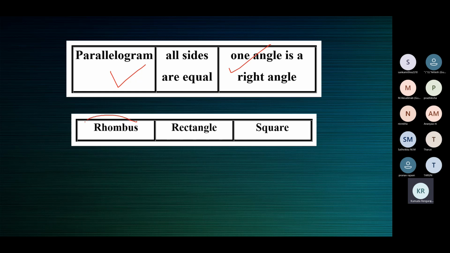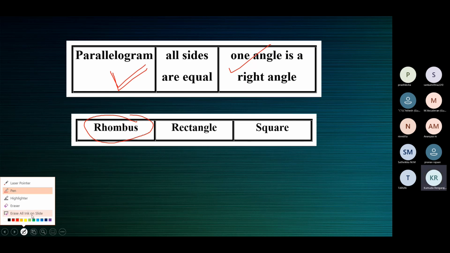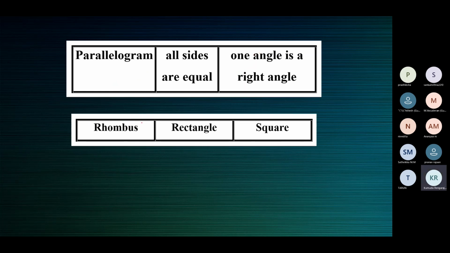To prove that a quadrilateral is a rhombus, it should be a parallelogram first. You must first prove it's a parallelogram. And in the parallelogram, when all the sides are equal, it is a rhombus.